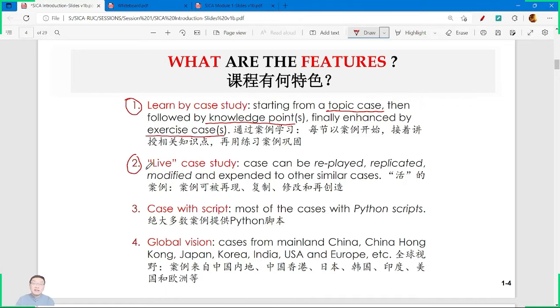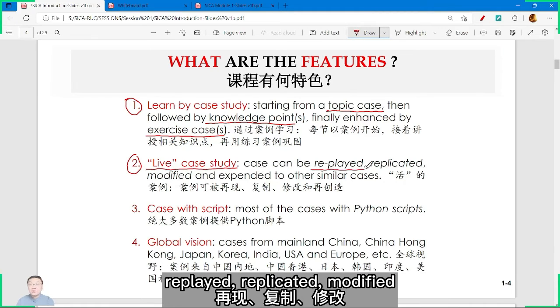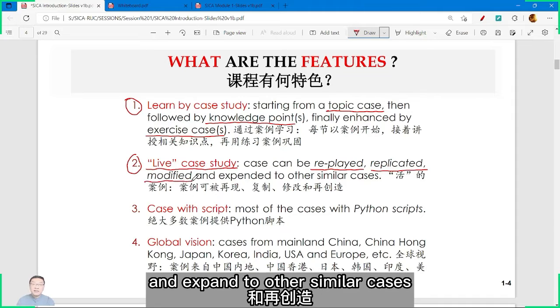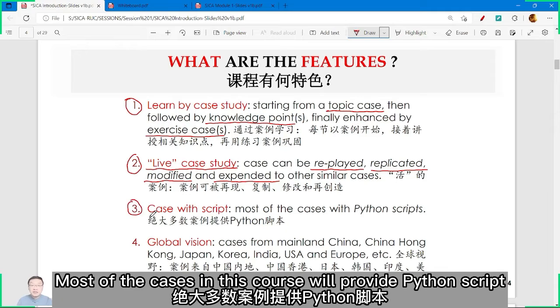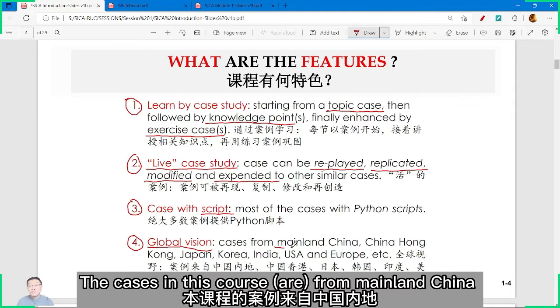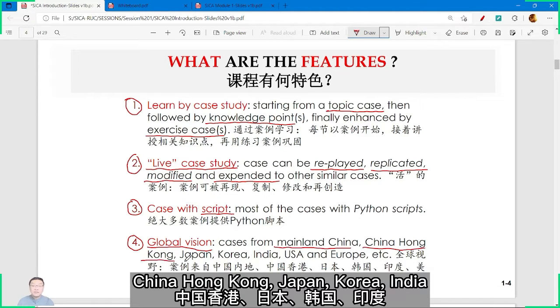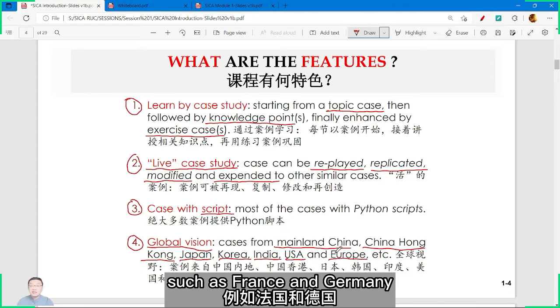Second feature, live case studies. So most of the cases in this course can be replayed, replicated, and modified and expanded to other similar cases. Third feature, most of the cases in this course will provide script, Python script, so you can do it yourself or by your own. The fourth feature, global vision. The cases in this course are from mainland China, Hong Kong, Japan, Korea, India, United States of America, and European countries such as France and Germany.